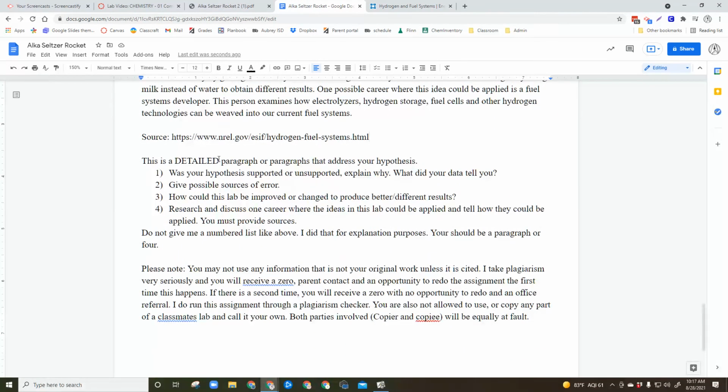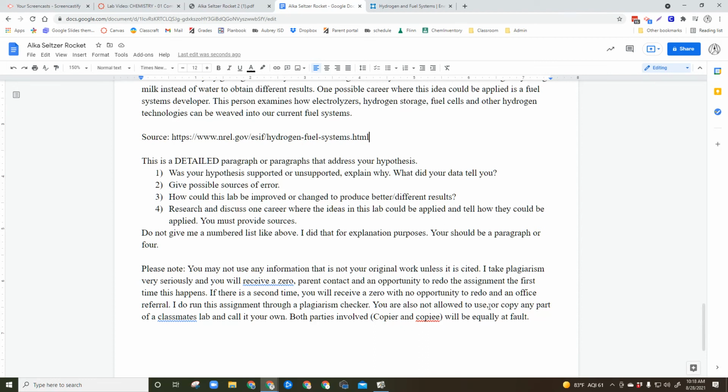So let's see. This is a detailed paragraph that explains your hypothesis and explains why your data tells you this, possible sources of error, how this slide can be improved, and a career. Don't give me a numbered list. You may not use any information that is not your original work unless it is cited. I take plagiarism very seriously, and you will receive a 0, parent contact, and an opportunity to redo the assignment the first time this happens. If there is a second time, you're going to receive a 0 with no opportunity to redo and an office referral. I do run these assignments through a plagiarism checker.